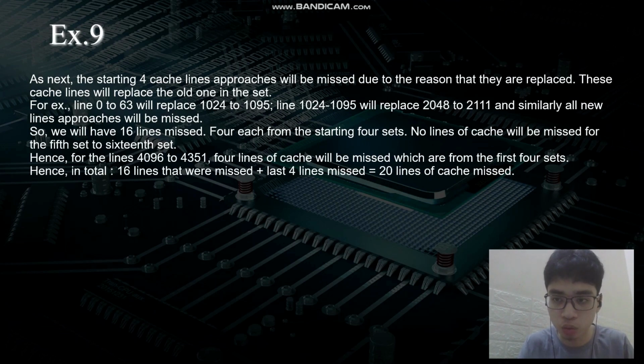No line of cache will be missed for the 5th set to 16th set. Hence, for the lines 4096 to 4351, 4 lines of cache will be missed, which are from the first 4 sets. Hence, in total, 16 lines missed and the last 4 lines missed, equal to 20 lines of cache missed.